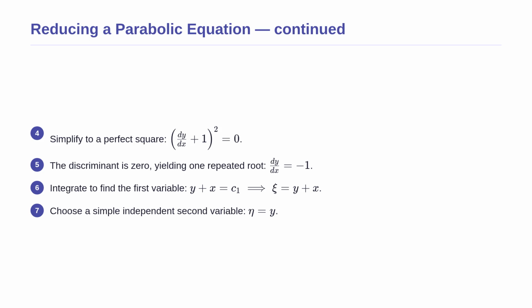Continuing with our parabolic equation, the characteristic equation simplifies to a perfect square trinomial. Because the discriminant is exactly 0, we only get one repeated root, negative 1. We integrate this single differential equation to get our first new variable, psi equals y plus x. However, to create a two-dimensional coordinate system, we absolutely need a second variable, eta. The rule for parabolic equations is that we get to choose eta ourselves. We just pick something simple that is independent of psi. The easiest choice is usually just setting eta equal to y.